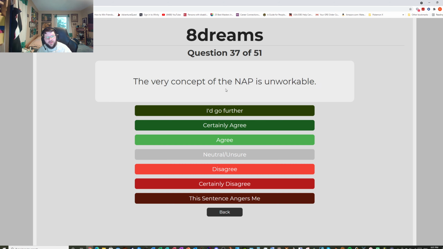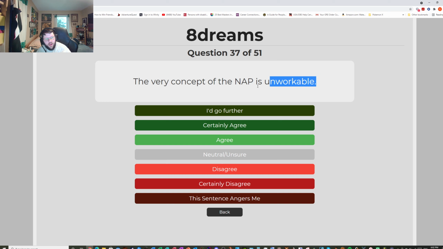The very concept of the NAP is unworkable. NAP is the non-aggression principle for any of you that are wondering. I'm not one of the libertarians that believes in the NAP. There are some that do, some that don't, and I'm one of the ones that doesn't. I think sometimes you need to be aggressed upon.